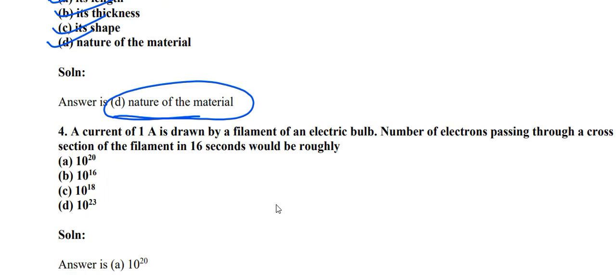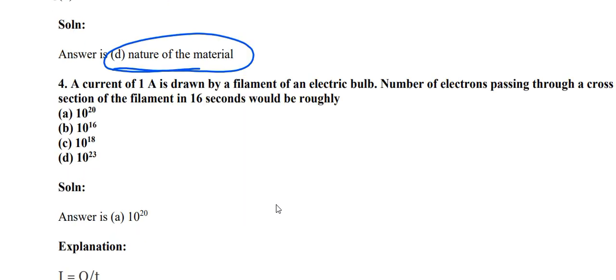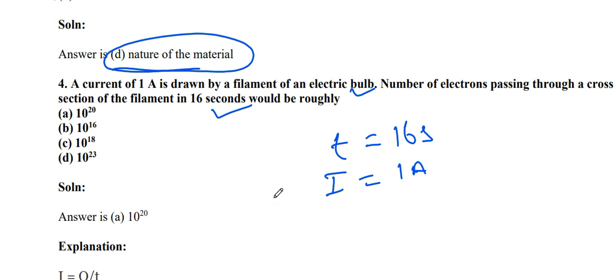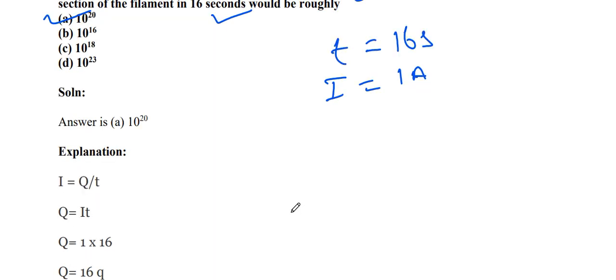A current of 1 ampere is drawn by a filament. The fourth question I am reading here. A current of 1 ampere is drawn by a filament of an electric bulb. The number of electrons passing through a cross section of the filament in 16 seconds would be roughly what? Time is given, you know very well, 16 seconds. Here I is given as 1 ampere. What do we need to find? We will go through the answer. I have to choose A, and let's see how we choose A.